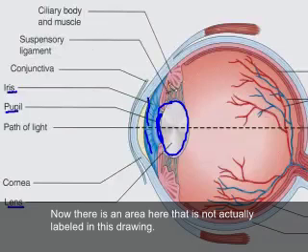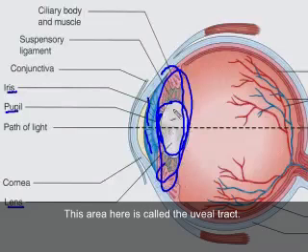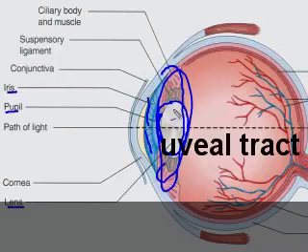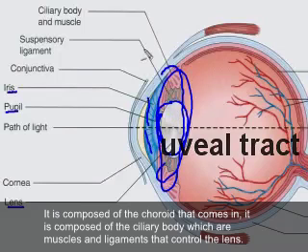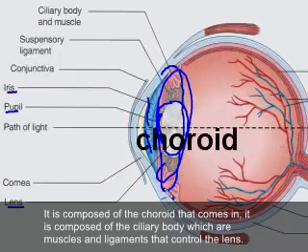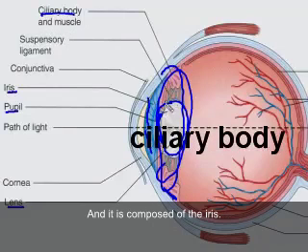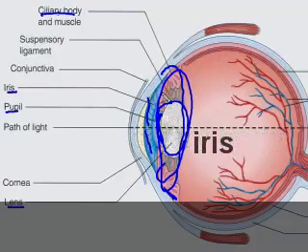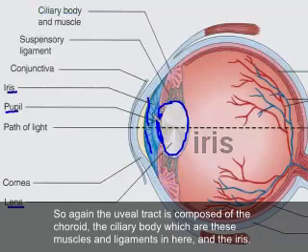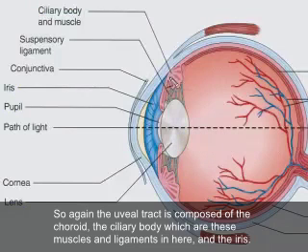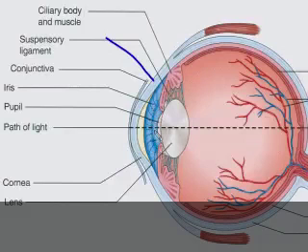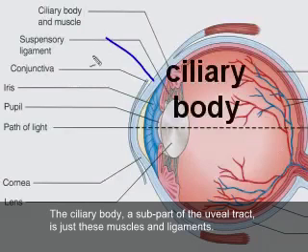Now there's an area here that is not actually labeled in this drawing. This area in here, it's called the uveal tract, U-V-E-A-L, tract. And it's composed of a choroid that comes in. It's composed of the ciliary body, which are muscles and ligaments that control the lens. And it's composed of the iris. So again, the uveal tract is composed of the choroid, the ciliary body, which are these muscles and ligaments in here, and the iris itself. The ciliary body, a subpart of the uveal tract, is just these muscles and ligaments.